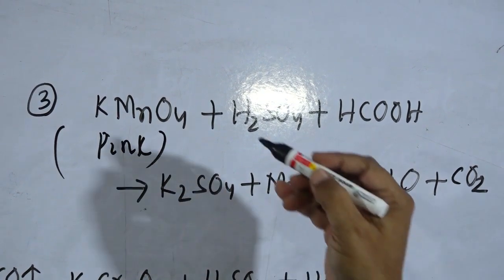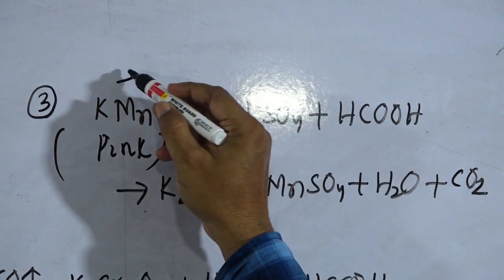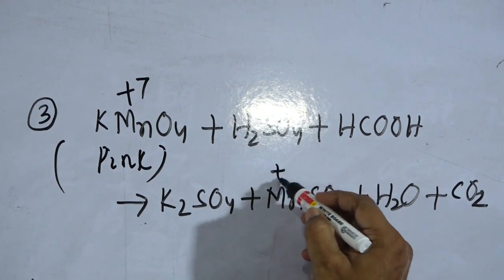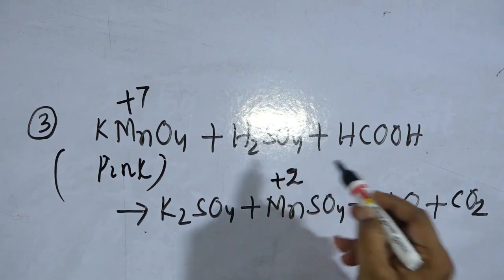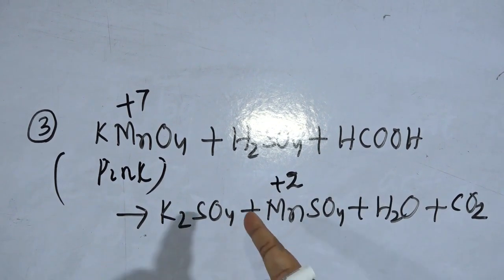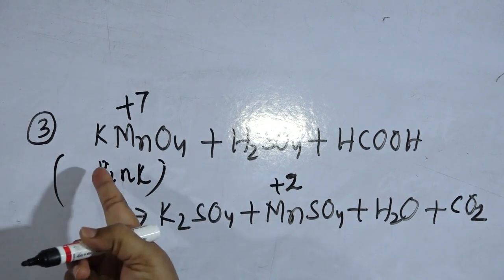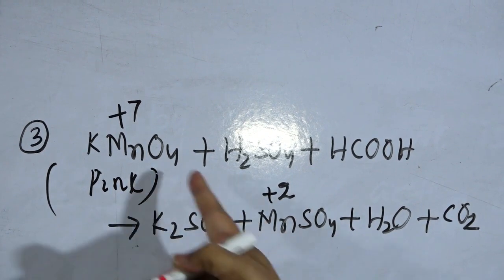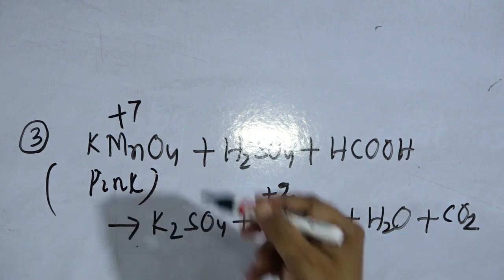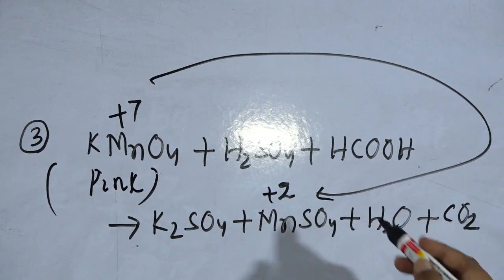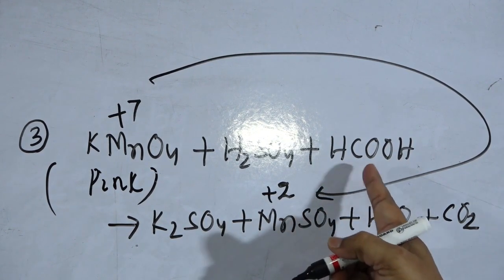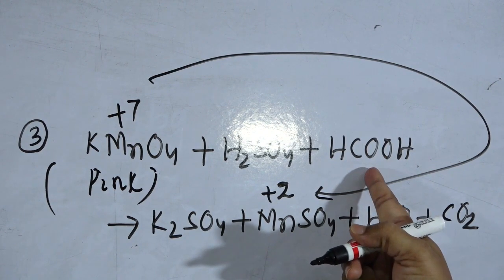In this case, manganese has the oxidation state of +7, and in this case manganese has the oxidation state of +2. So the oxidation number of manganese has decreased from +7 to +2. There is a decrease of oxidation number, which is known as reduction. Then which agent will act as the reducing agent? That is your formic acid.